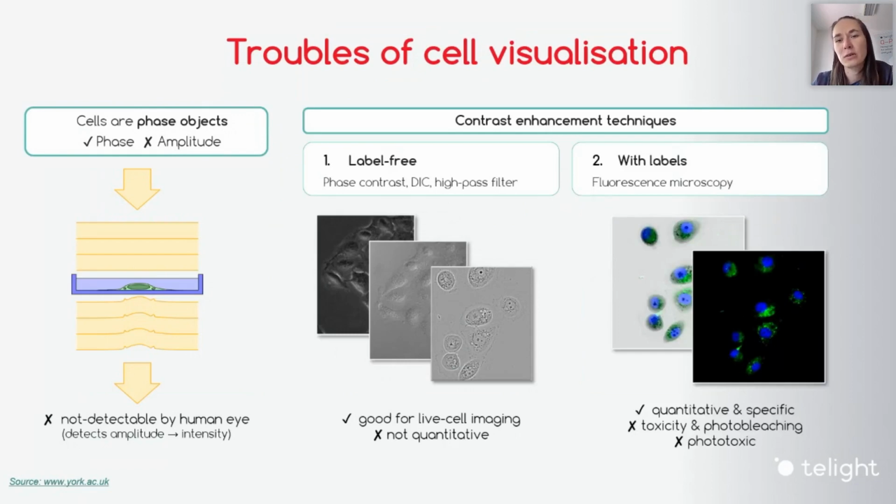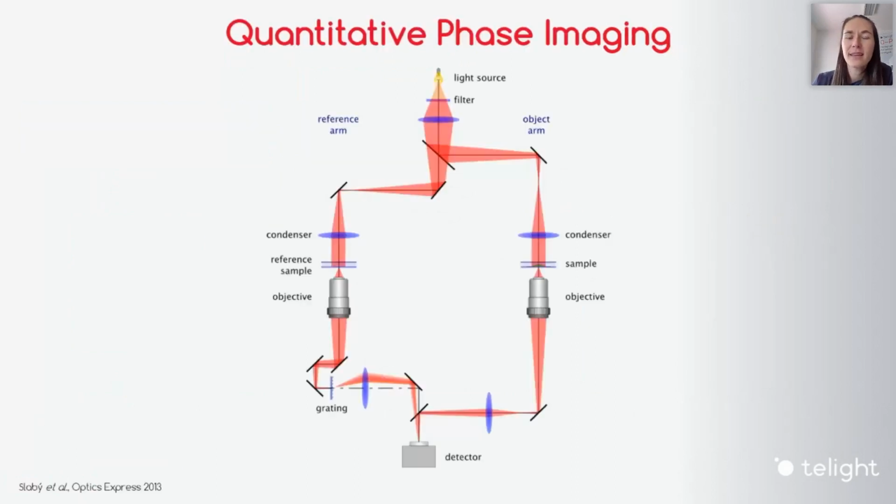Then there are techniques based on labels, typically fluorescent microscopy, which allows you to visualize cells quantitatively and specifically. You can label specific structures, but there is always a question of the fluorescent labels interfering with the cell structures, causing toxicity, phototoxicity induced by the light, or photobleaching of the labels themselves. And then there's quantitative phase imaging, which we will be talking about today.